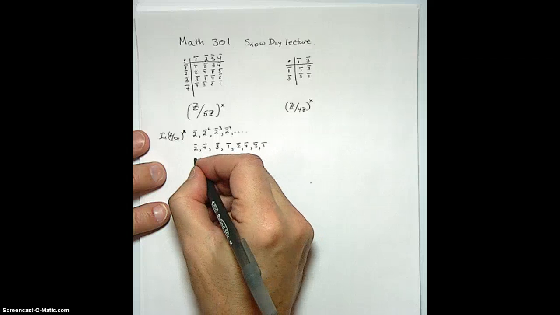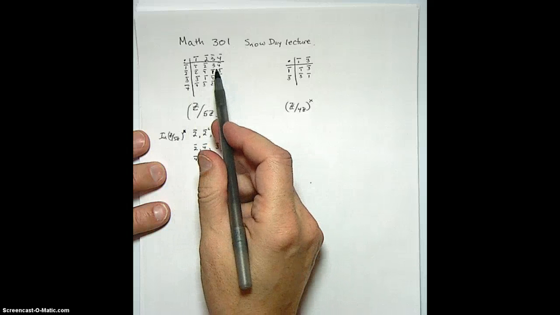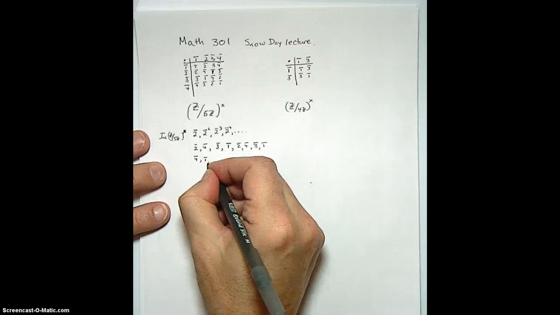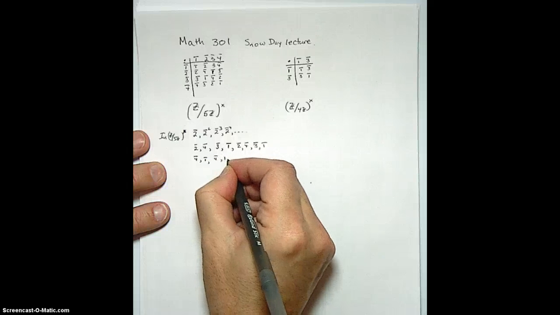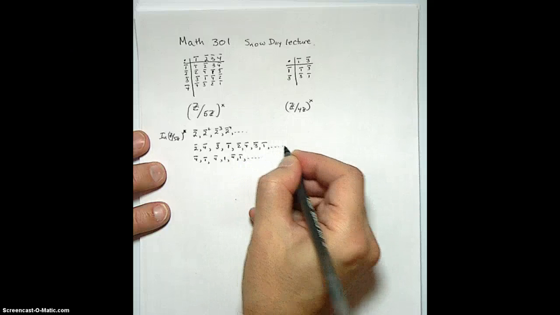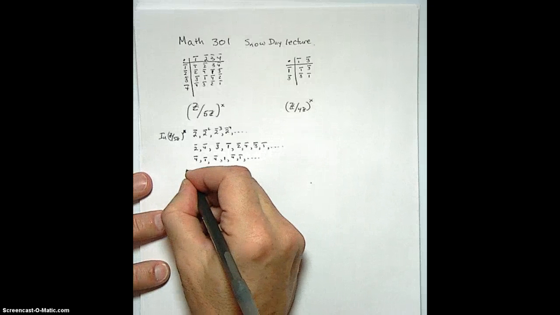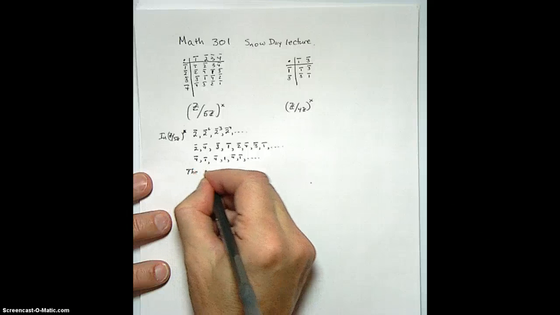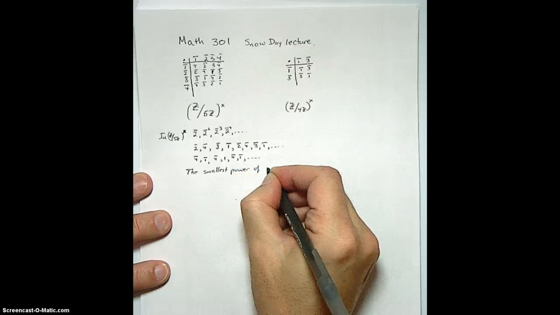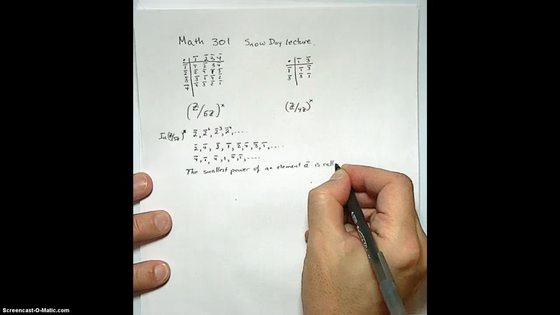Whereas if we start with 4, then we get 4 bar squared is 16 bar, which is 1 bar. And now it starts repeating itself much earlier than it did before. Right. So the smallest power of an element A bar is called the order of A bar.